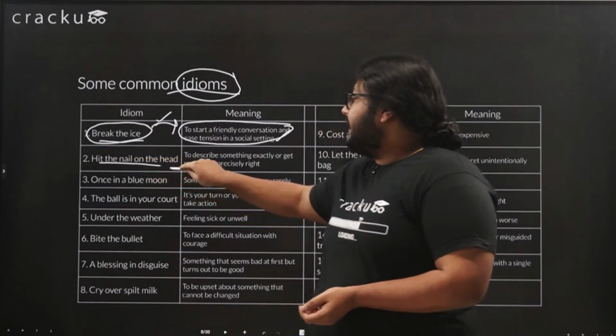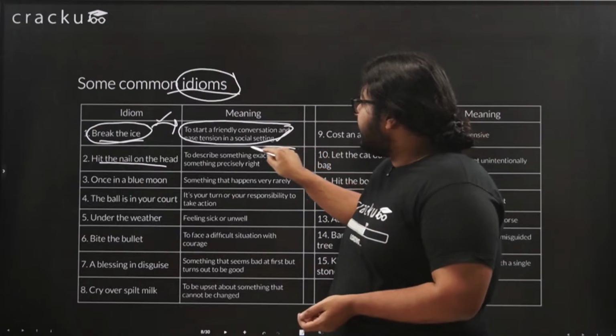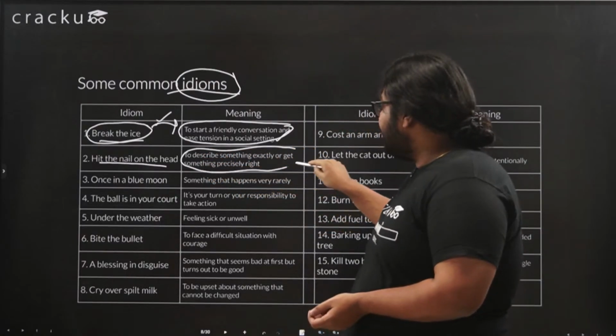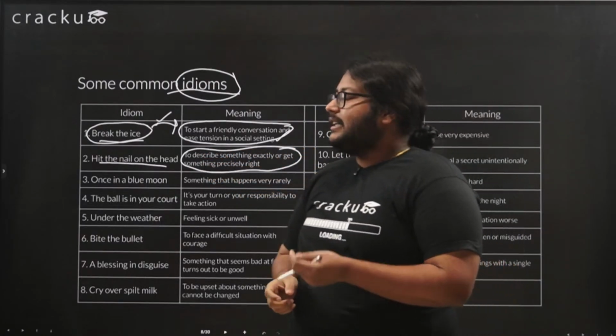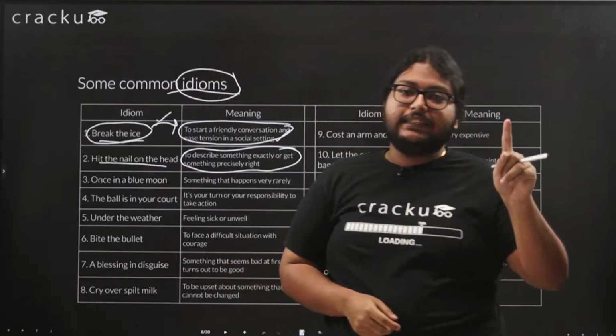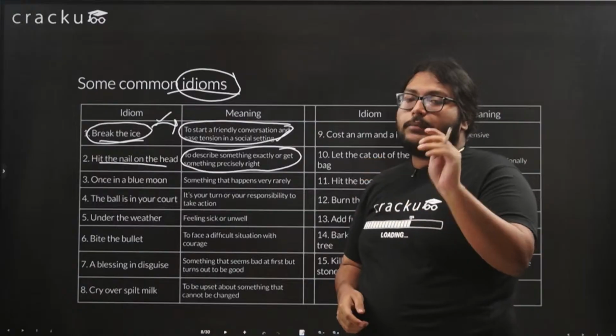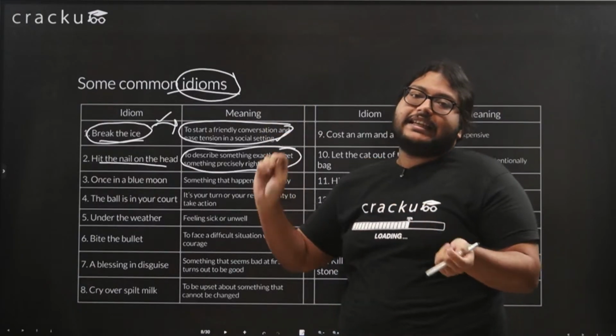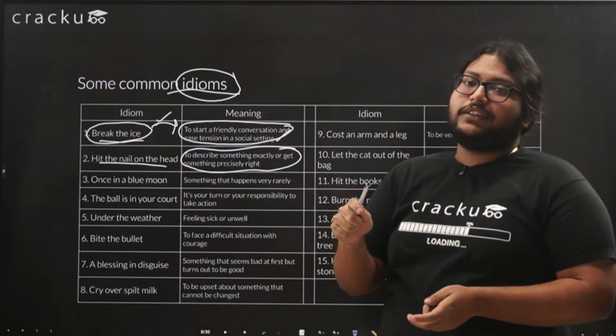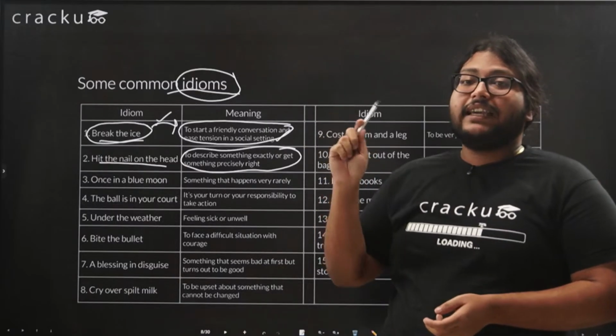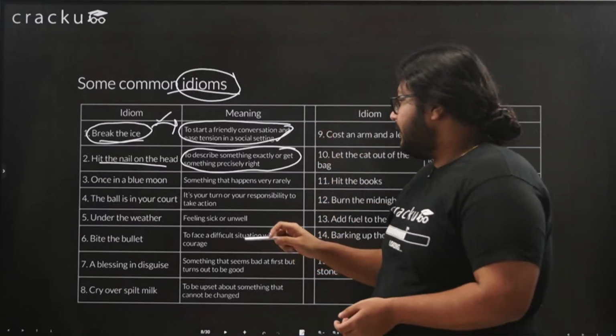Hit the nail on the head. It means to describe something exactly or get something precisely right. Like Sita hit the nail on the head while she was describing the culprit. Like for the sketching, let's say, she hit the nail on the head, which would mean she gave a very accurate description.